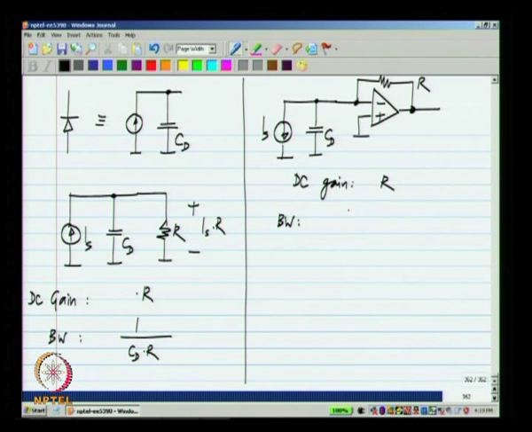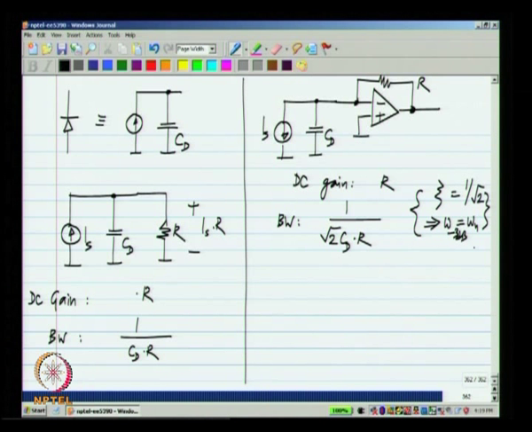So, it will be 1 over square root 2 C_D R. Okay. The damping factor is 1 over square root of 2, which means that the 3 dB bandwidth happens to be equal to the natural frequency of the second order system. Okay. Now, is this really an improvement?